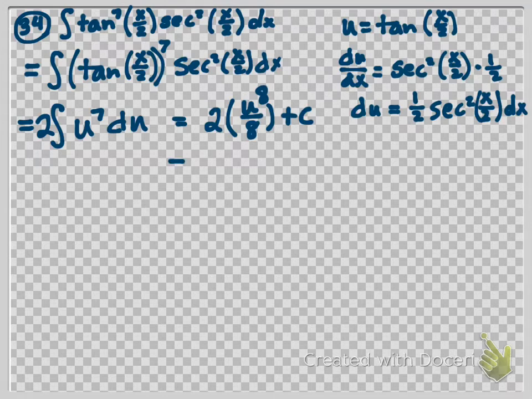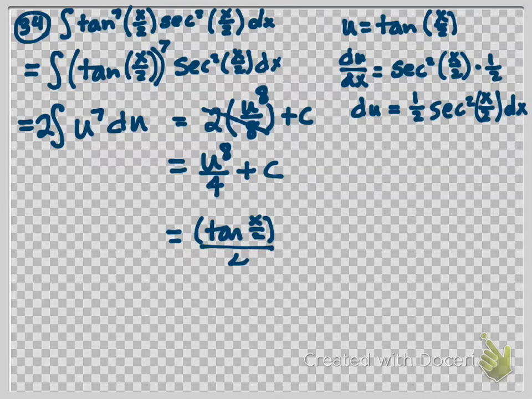Okay. So then this is, and this is something else I'm still seeing on the last test I graded, which alarmed me. 2 over 8 is 1/4. So don't write 2 over 8 on every step. That makes you look like you don't know what's going on. So this is really u to the 8th over 4, right? Plus c. So that makes my final answer, what's u? Tan x over 2, to the 8th, over 4 plus c.